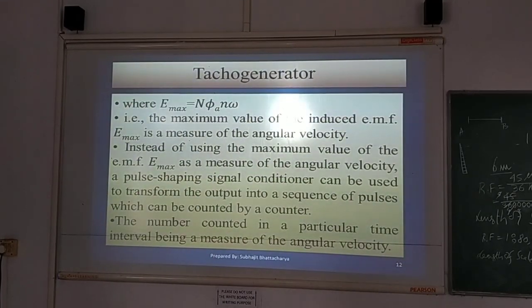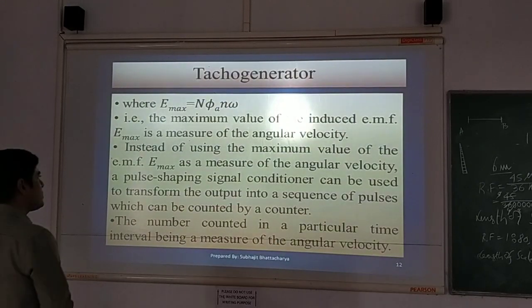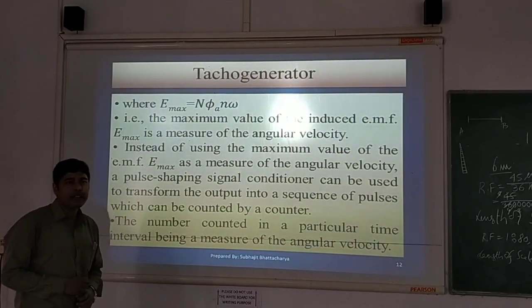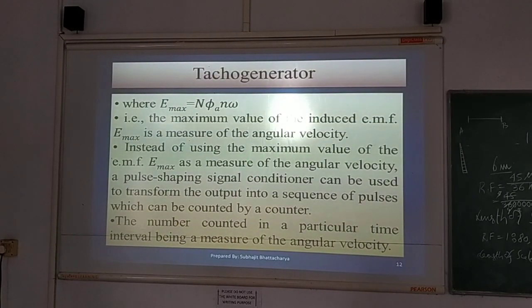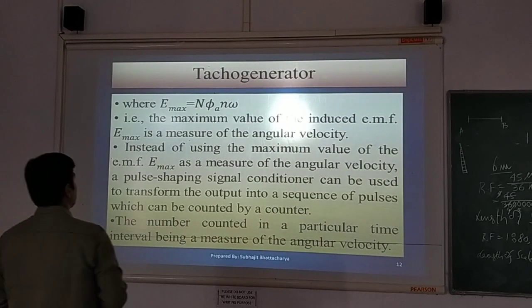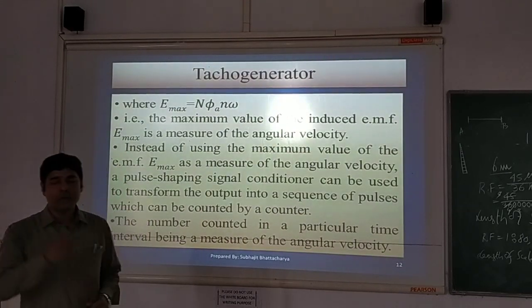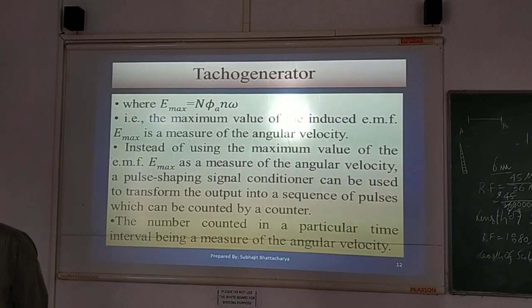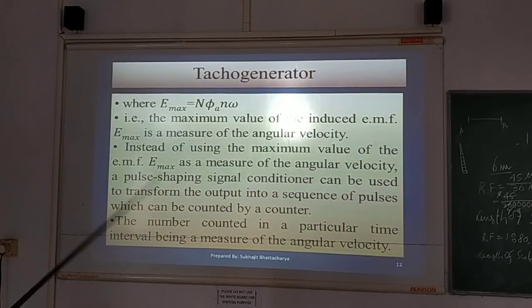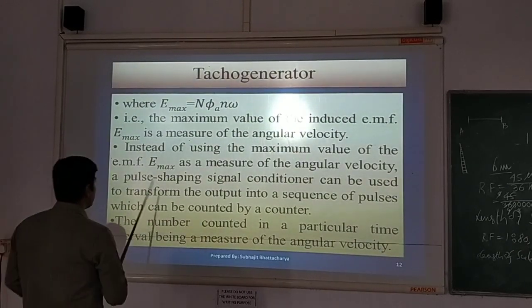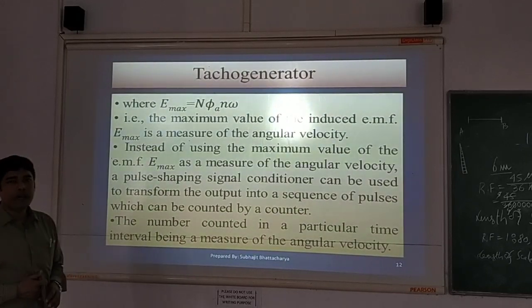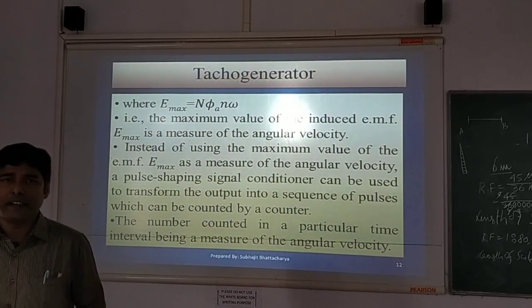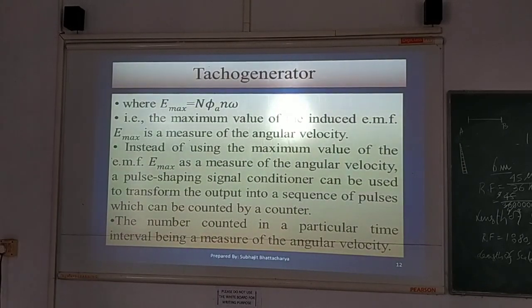So measurement of this E, omega is proportional to angular velocity, so that peak amplitude can be calibrated. Peak value of this generated EMF or induced EMF can be calibrated against your angular velocity, and that will define your angular velocity. However, there we can use some signal conditioning devices which will produce a number of pulses as the value of this Emax. So number of pulses will be a direct indicator of the angular velocity.